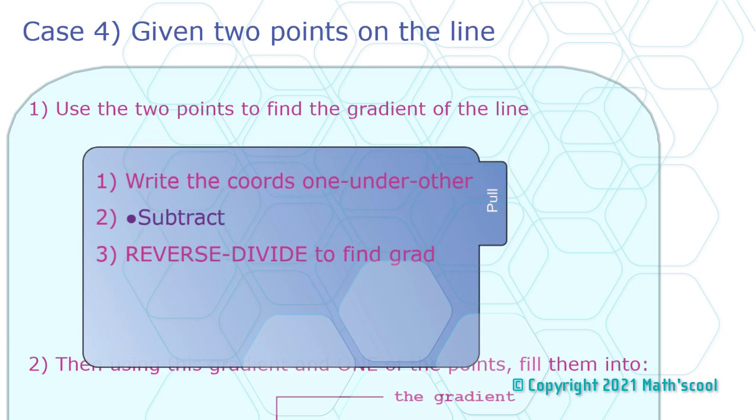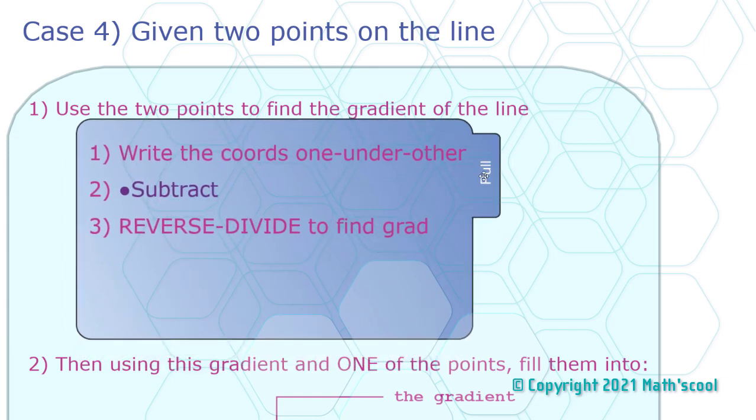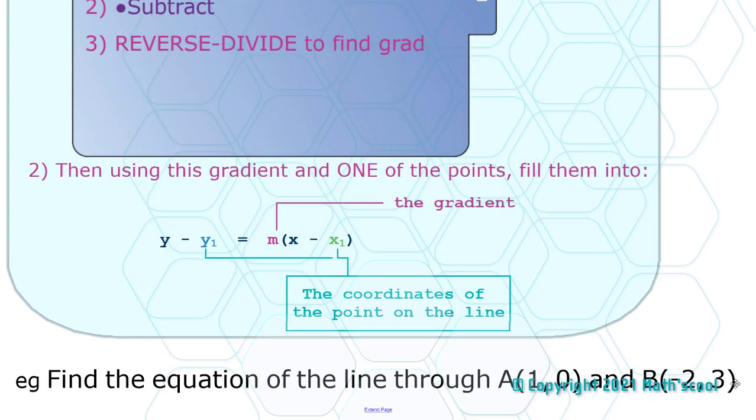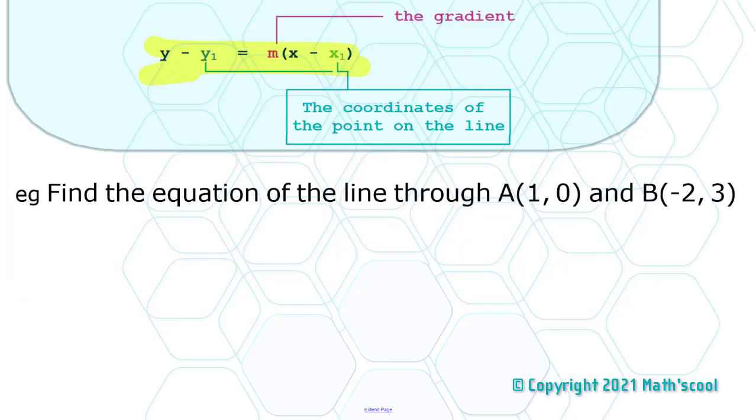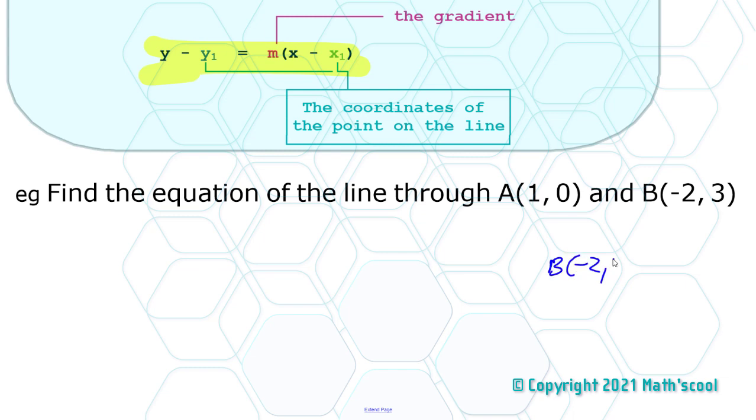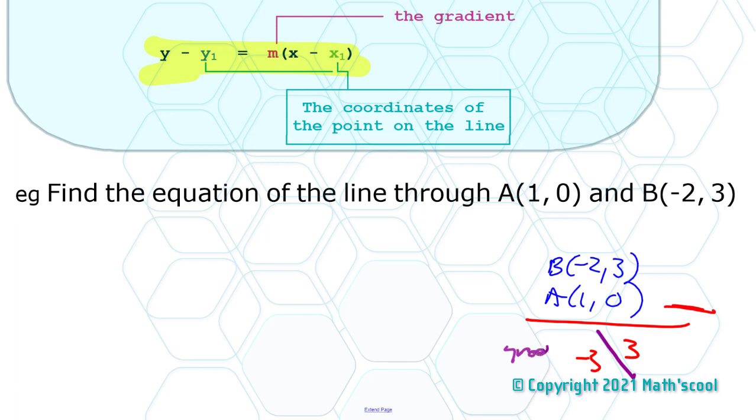But if you're given 2 points, then you can just go back to what we learned before: if you want to find the gradient connecting them, you can just subtract and reverse divide. Then you'll know the gradient, and you can revert back to this equation, y minus y1 equals m(x minus x1). Okay, so here we're given 2 points. First thing to do is find the gradient connecting them. B is minus 2 comma 3, A is 1 comma 0. We subtract: 3 subtract 0 is 3, minus 2 subtract 1 is minus 3, and then we reverse divide, and that gives us the gradient. So the gradient is minus 1.